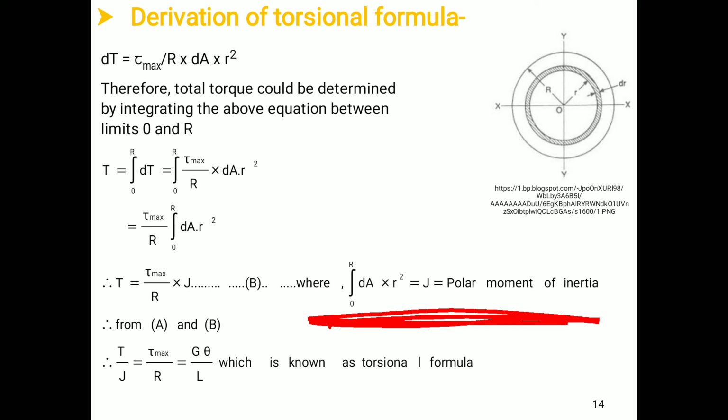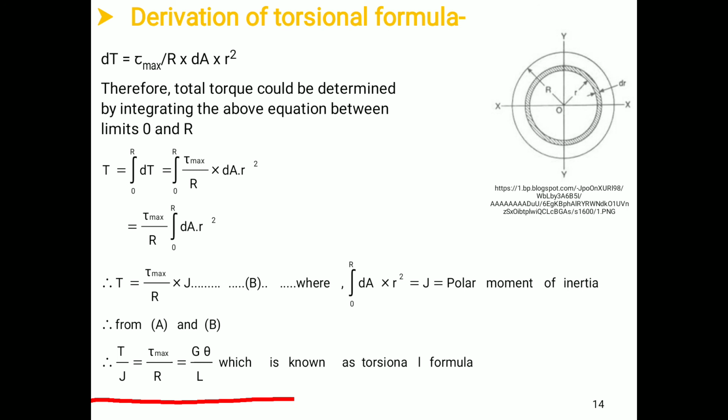So from equations A and B: in equation A we have G theta upon L, tau max upon capital R, which is equal to tau upon small r. This is equation number A, and equation number B is as shown over here. Therefore from A and B we have T upon J, which is equal to tau max upon capital R, which is equal to G theta upon L. So this equation is known as the torsional equation or torsional formula.